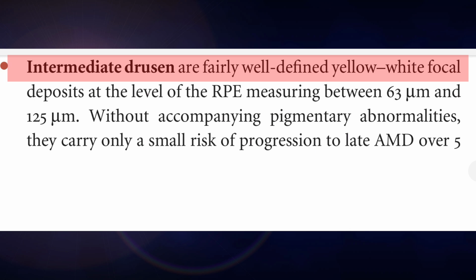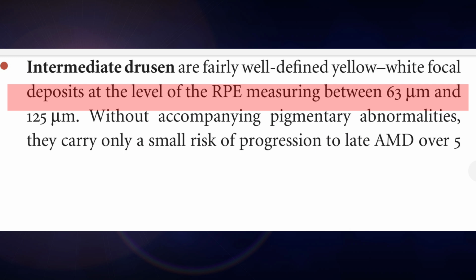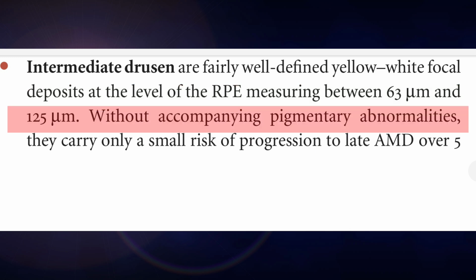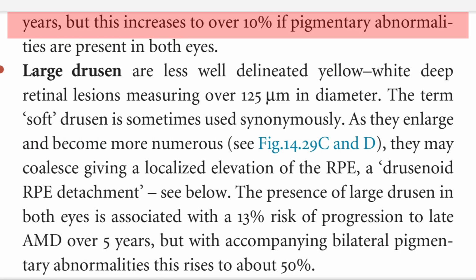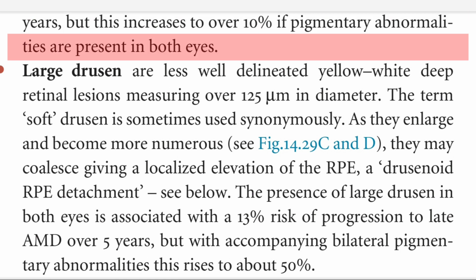Intermediate drusen are fairly well-defined yellow-white focal deposits at the level of the RPE measuring between 63 micrometers and 125 micrometers. Without accompanying pigmentary abnormalities, they carry only a small risk of progression to late AMD over 5 years, but this increases to over 10% if pigmentary abnormalities are present in both eyes.